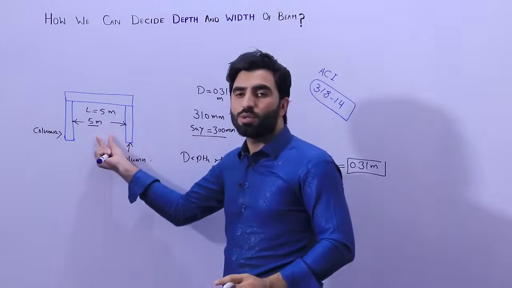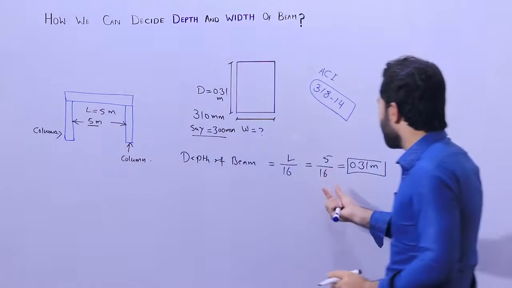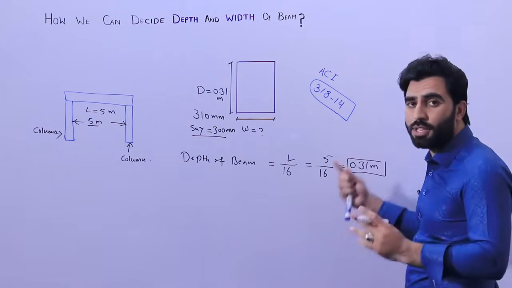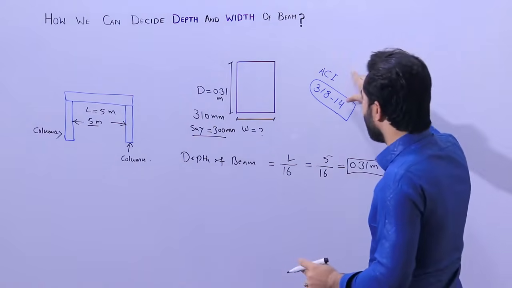If the length is 6 meters, then 6 meters divided by 16, you can get the value that should be the depth of the beam from the reference of ACI.